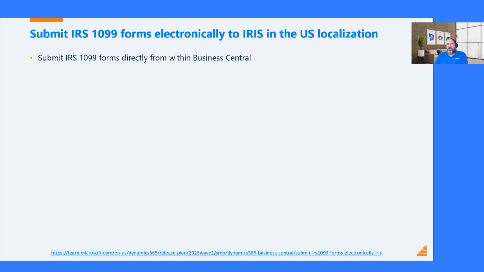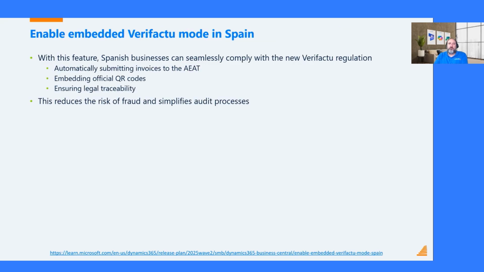So this is one of many features that I'm re-announcing, but basically it just gives you the ability, if you're in the US and you have IRS 1099 forms, to submit them electronically from within Business Central, if you're registered with the tax authority in America.